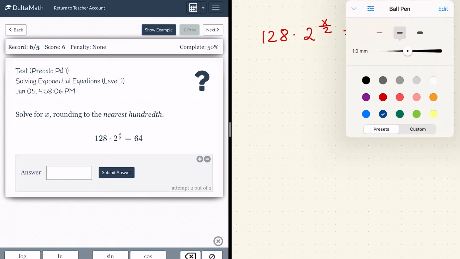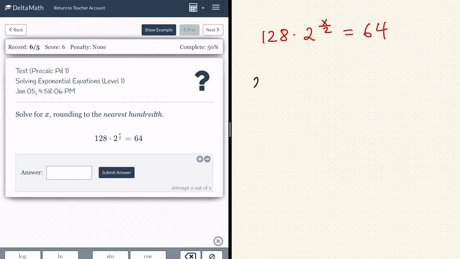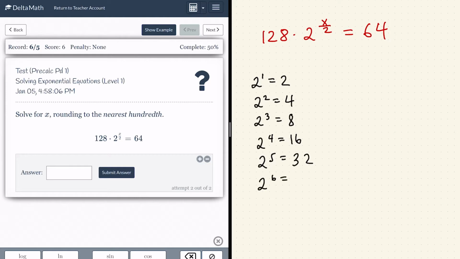I'm going to do it on the side so you can see. So we know that 2 to the power of 1 is 2. 2 to the second power is 4. And we can always skip ahead as well. But 2 cubed is 8, because 4 times 2 is 8. 2 to the power of 4 is just 8 times 2, which is 16. Or we could have done 4 times 4, which is 16. So 2 to the power of 5 is 32. So we're almost there. 2 to the power of 6 is 64. And then 2 to the power of 7 is 128.